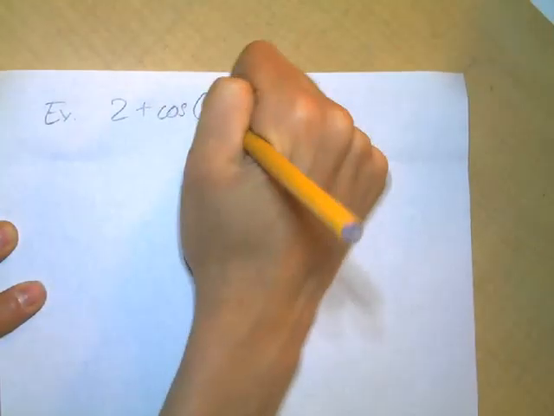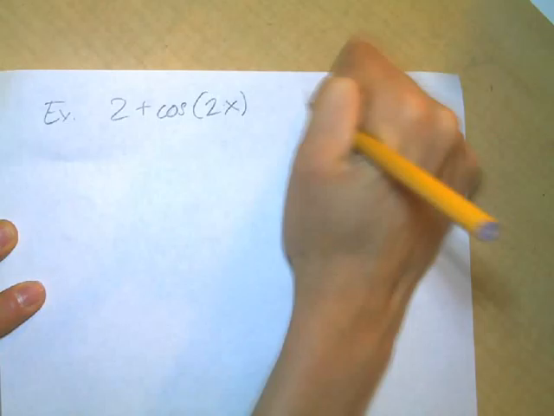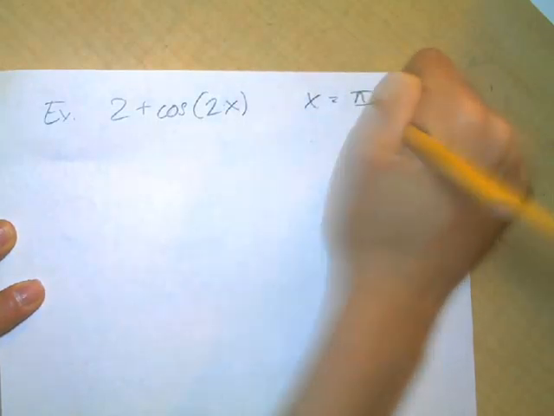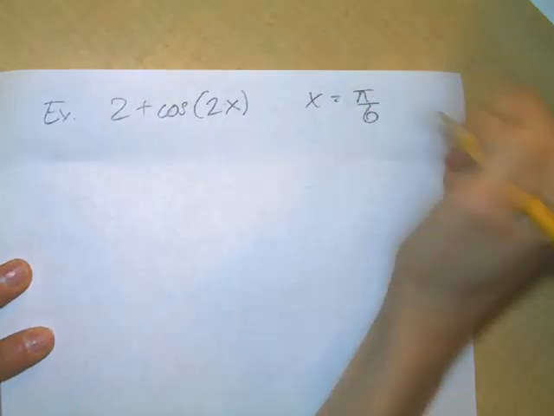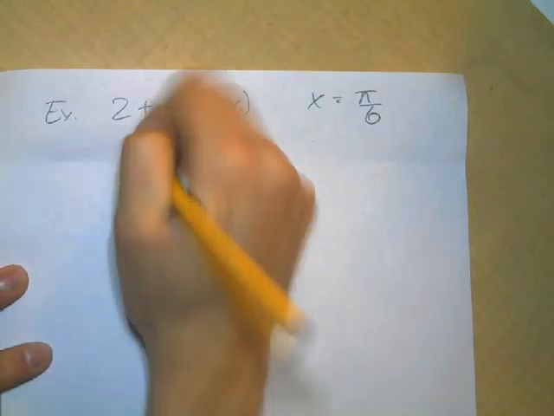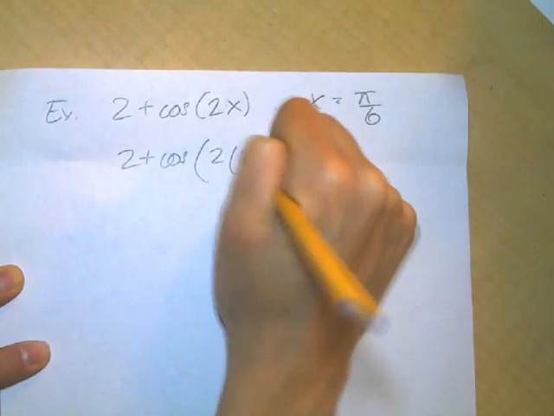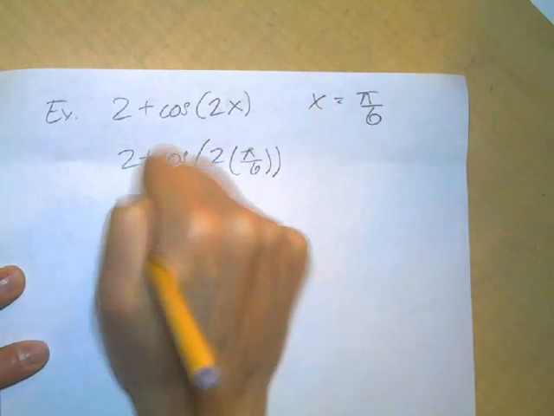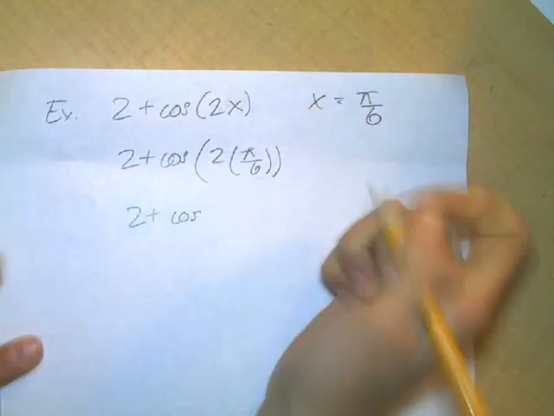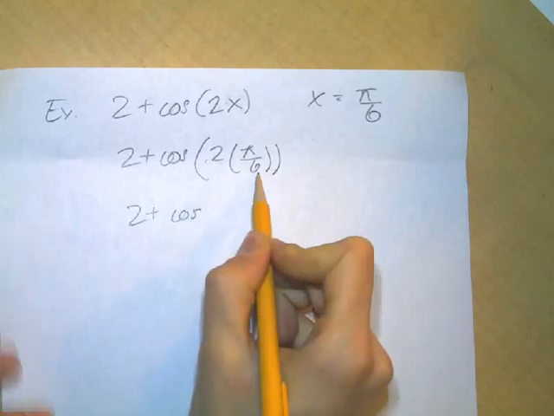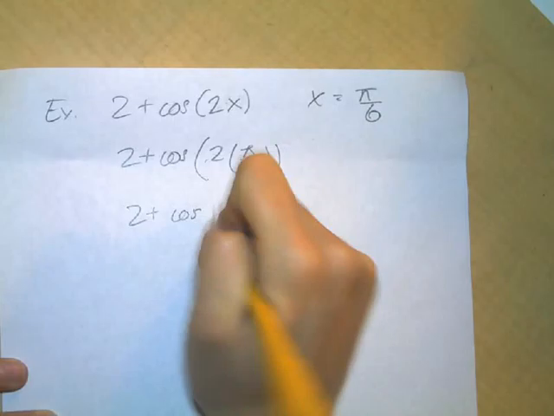Another example says, alright, what is 2 plus cosine 2x? Okay, and then they'll say x is pi over 6. So you have to substitute this in. So it'd be 2 plus cosine 2 times pi over 6. Well, what is this reduced to? Pi over 3, cosine pi over 3.